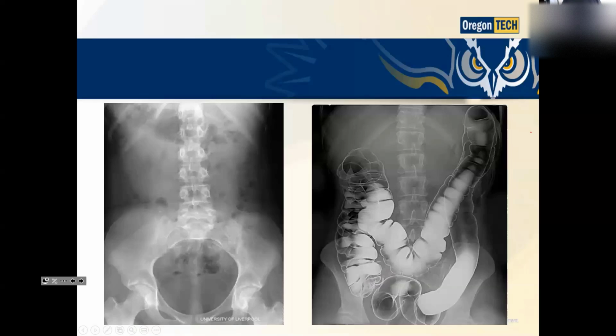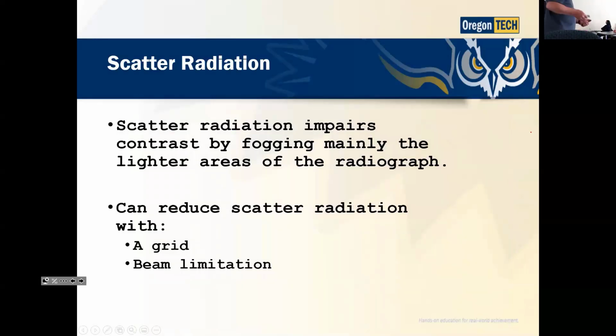Here we go. Scatter radiation. Anytime you increase the amount of scatter reaching the image receptor, contrast is going to decrease. Memorize that general statement there. Can you say that again? Anytime you increase the scatter reaching the IR, contrast will decrease. Here again, think of it like a foggy day. You just can't see the details.